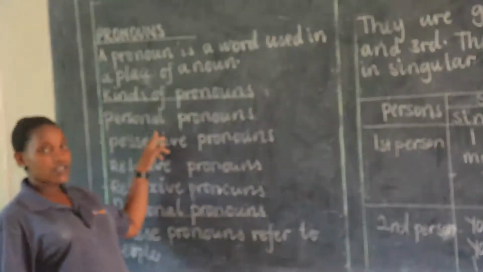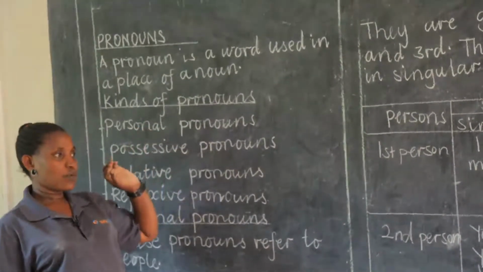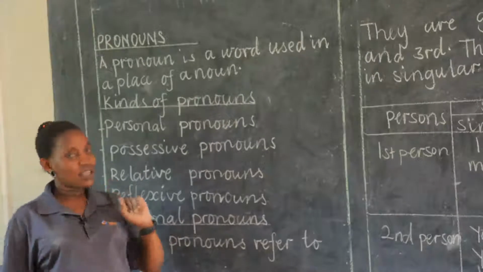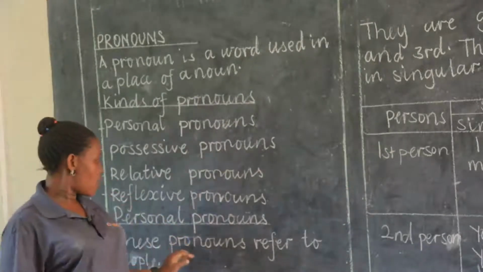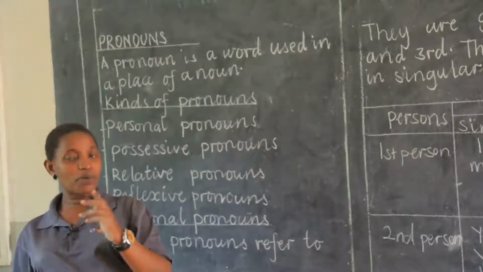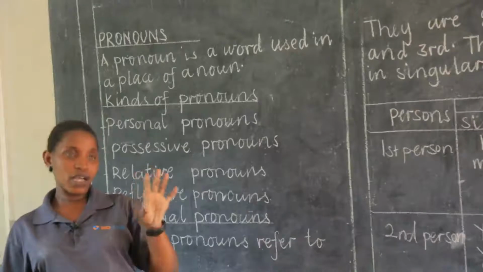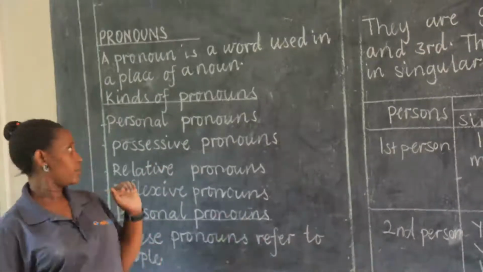So we have the personal pronouns. What are personal pronouns? We say these are pronouns that refer to people. When you're talking about people, those are personal pronouns, talking about persons.